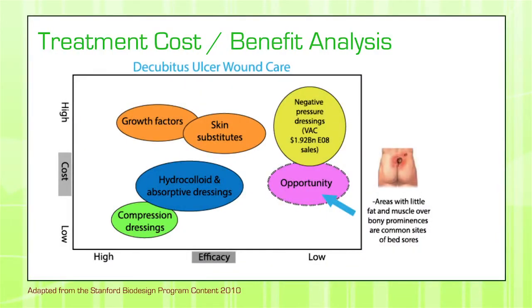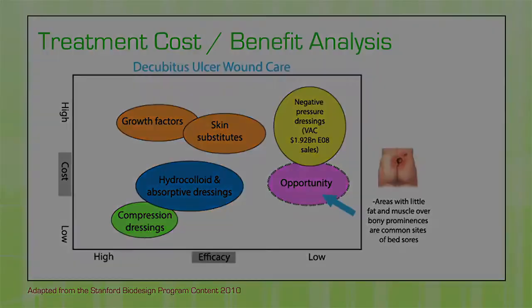In this specific case, which I think really clarifies this concept of a treatment cost-benefit analysis, you can see that there are many options laid out there, which are not the entire spectrum of options, but it should be. For example, you have compressing dressings, hydrocolloids, hydrogels, absorptive dressings, growth factors, skin substitutes or grafts, and other upcoming technologies such as negative pressure dressings. We have divided all these options in a two-dimensional graph in terms of cost and efficacy.